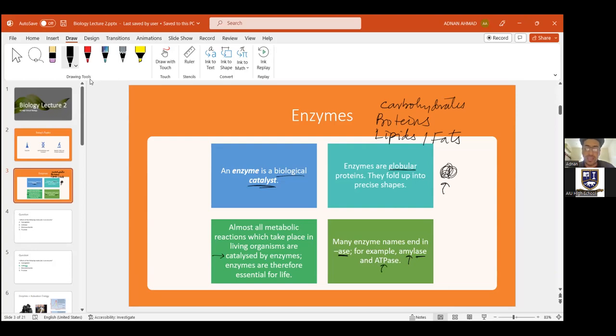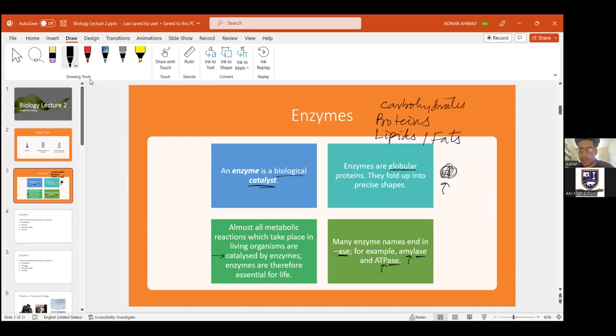Because it is ending in A-S-E. Well, that cannot be the case 100% of the time, but it will be this way in more than 90% of the cases. So this is a good way to recognize the name of an enzyme on your paper.